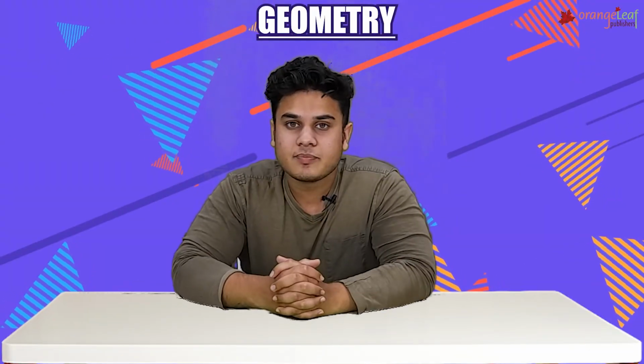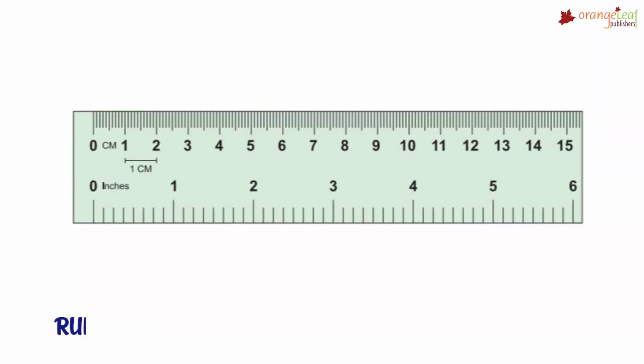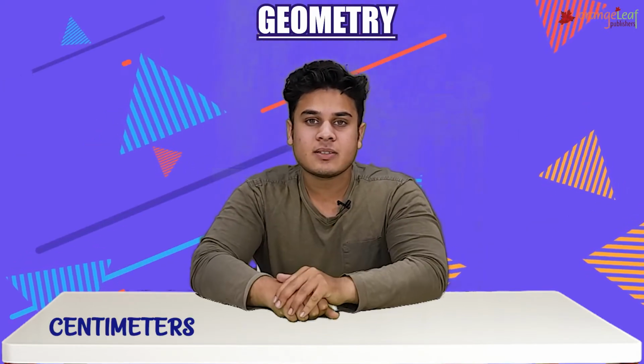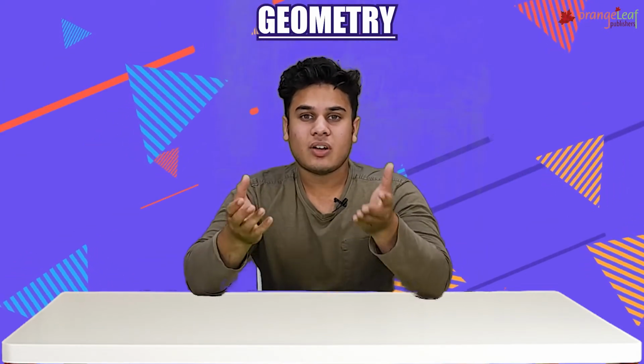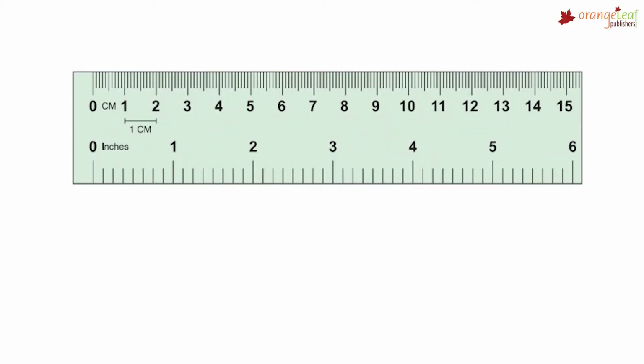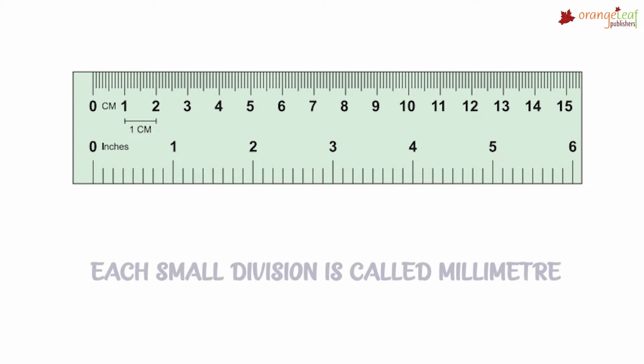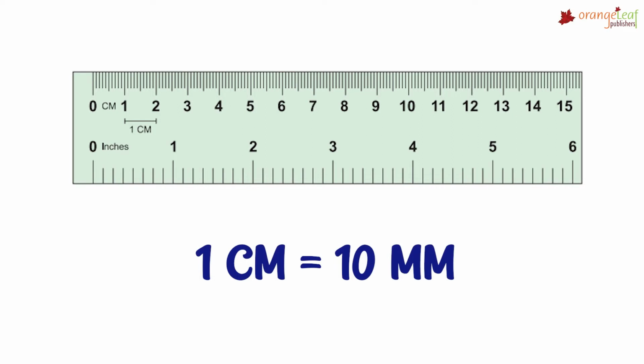Measuring line segments. We can measure line segments using the tool called a ruler, or more commonly called a scale. One edge of a scale is measured in centimeters, while the other in inches. We measure line segments in centimeters. Have a look at the picture of this scale. Here, each centimeter is divided into 10 equal divisions. Each small division is called a millimeter. So, 1 centimeter is equal to 10 millimeters.